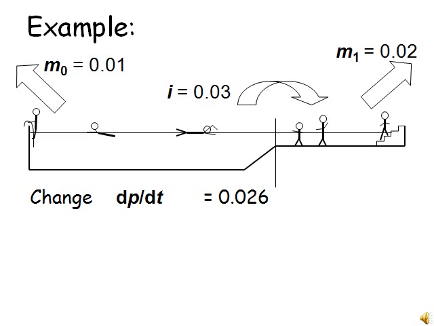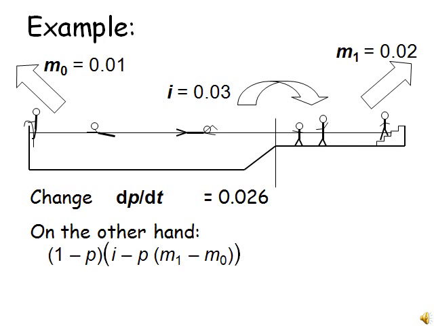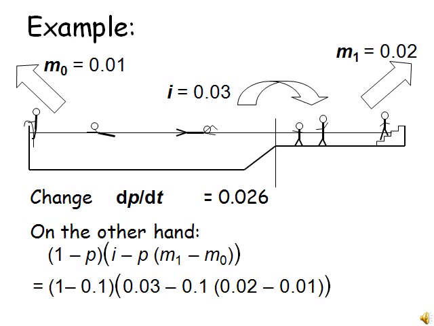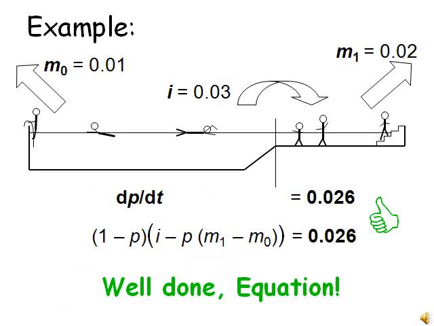Now, as we know that the change is 2.6%, let's have a look at the other side of the equation. Do you still remember? The other side of the equation was looking like this. If we put in the numbers, we exactly find those 2.6%. It's always nice when math is doing its job.